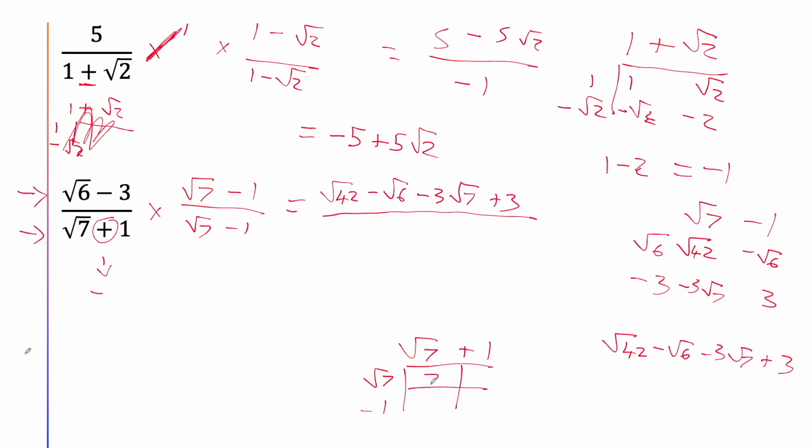Root 7 times root 7 is just 7. 1 times root 7 is root 7. Minus 1 times root 7 is minus root 7. And 1 times minus 1 is minus 1. So 7 minus 1 is just 6. And root 7 minus root 7 is 0. So 6.